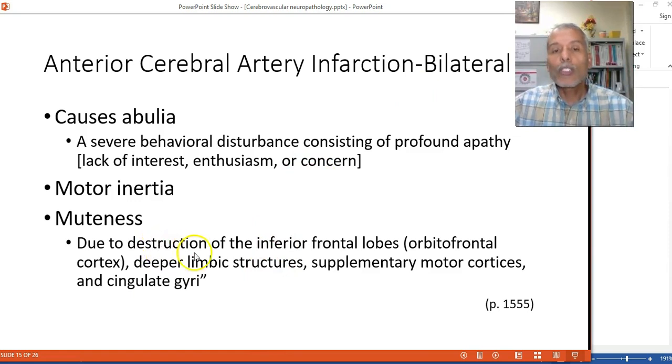And that is due to the destruction of the inferior frontal lobes, the orbitofrontal cortex, and the deep limbic structures, which include the basal ganglia and then the supplementary motor cortices, both of them, and the cingulate gyri. All of these are critical for planning speech and for producing speech. And if they are destroyed, then the person will go mute.